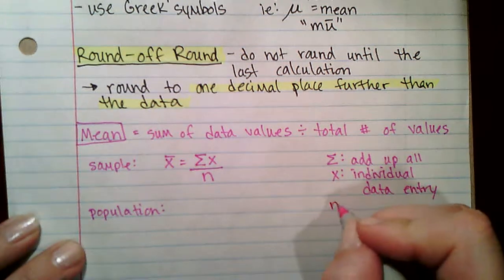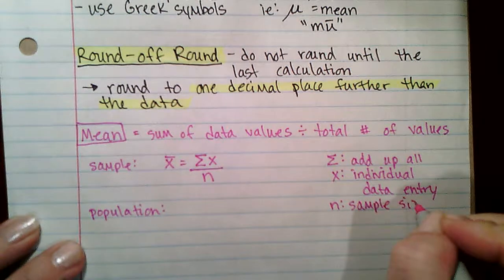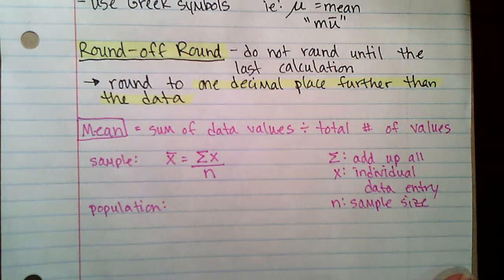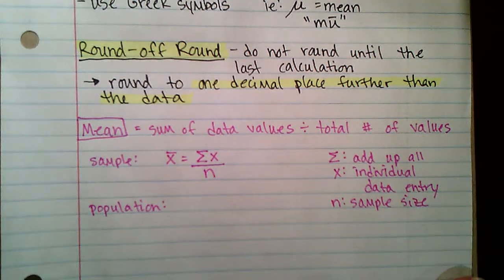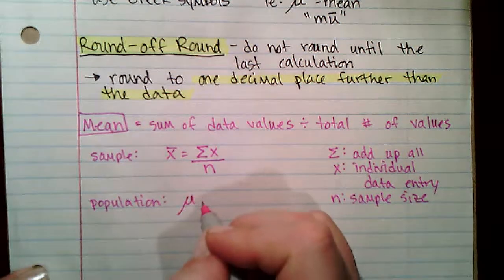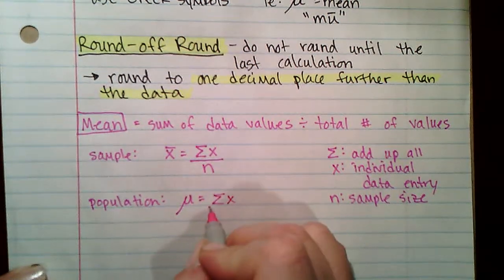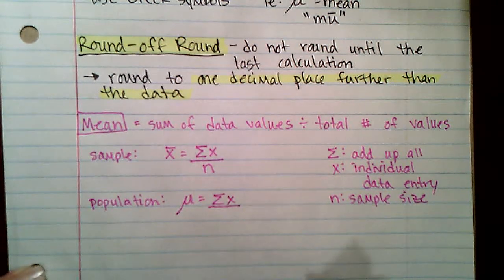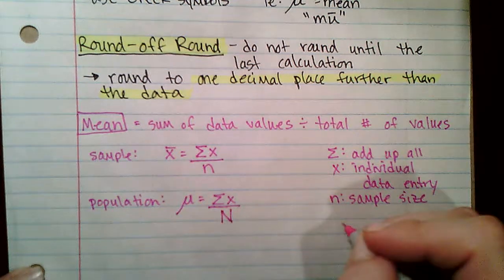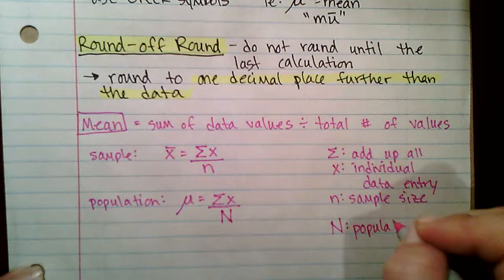We've seen n before. N is the sample size. And that will be consistent throughout the semester. When we use the letter n, we're referring to sample size. Now for a population, remember we use the Greek letter mu. So mu is equal to, again, we're going to add up all the data values, but this time it's not a sample size, it's a population size. So we actually use a capital letter N to represent the population size.